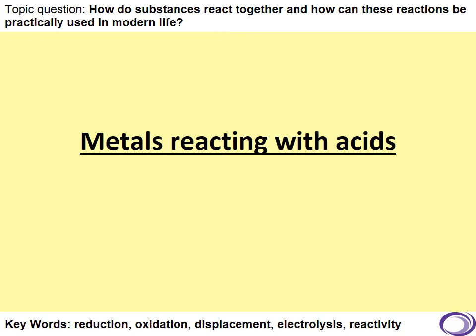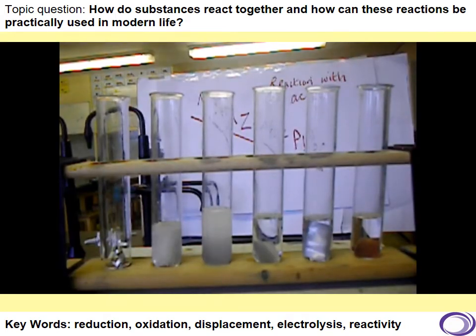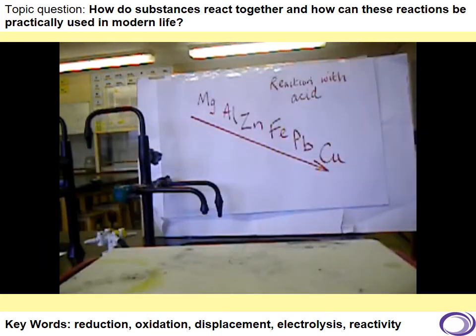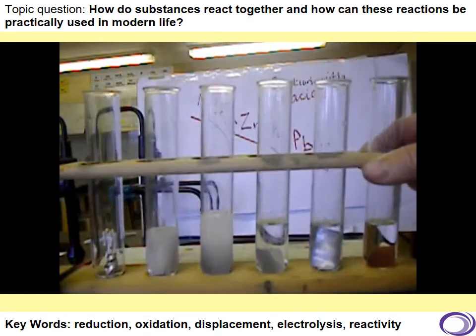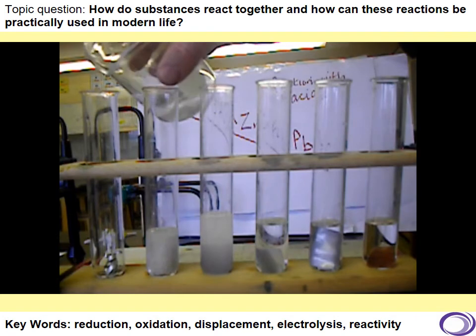Metals also react with acid then. Let's have a look at how metals will react with acid. Here we take a look at the reaction of 6 metals with dilute acid. You can see them displayed here, going from magnesium, the most reactive, down to copper, the least reactive. They are placed in the same order here. I've already added the acid to 5 of them. I'm going to add the acid to the most reactive one, magnesium.